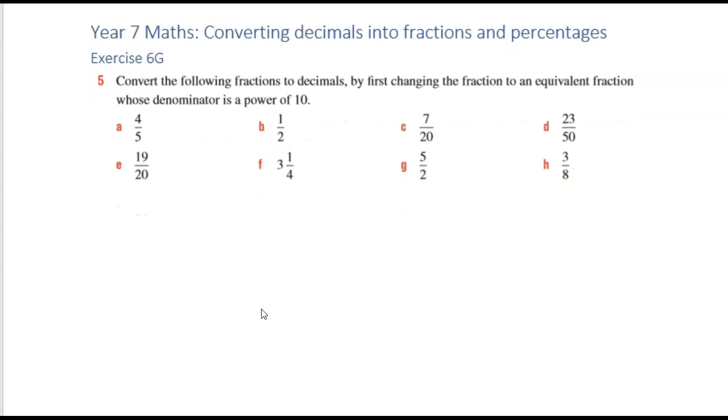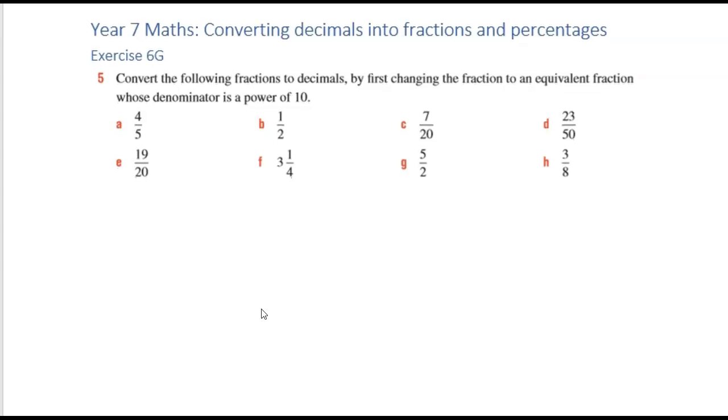Okay, so question 5: convert the following fractions to decimals by first changing the fraction to an equivalent fraction whose denominator is a power of 10. The reason for doing a power of 10 will become obvious soon. Powers of 10: we've got 10, we have 100, we have 1,000, and so on. So it all depends on what your numerator is too.